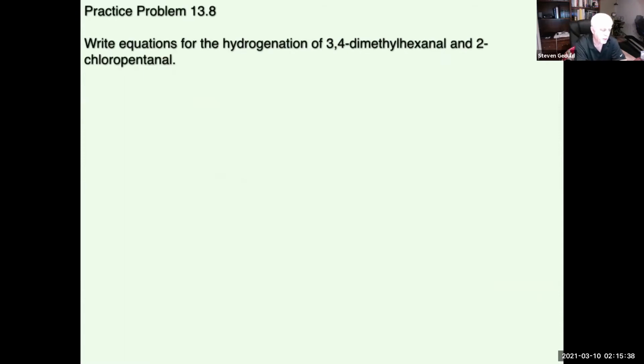Write the equation for hydrogenation of 3,4-dimethylhexanal and 2-chloropentanal. So two equations here. First one we're going to do is 3,4-dimethylhexanal. The -al ending means it's an aldehyde, and hydrogenation means you're adding hydrogen. That's reduction. When we reduce an aldehyde, what do we get? Our product is going to be a primary alcohol. So aldehydes by hydrogenation are going to give us a primary alcohol, so our answer better be a primary alcohol.